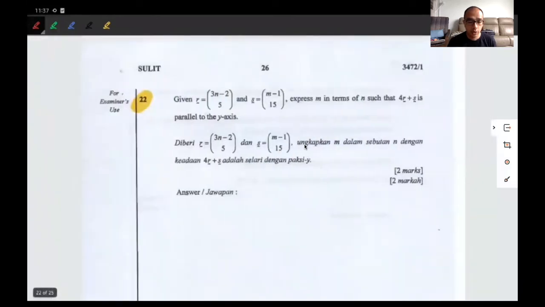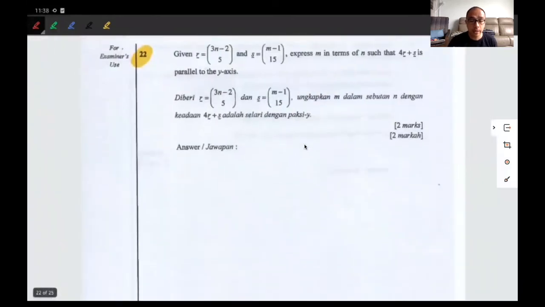All right, 22. Given that R is this one, this is a vector question. Express m in terms of n such that 4R plus S is parallel to the y-axis. Parallel to the y-axis means that this vector is 0 and y. Dia sentiasa berjalan macam ni, parallel to the y-axis. So it's 0 and different values of y.